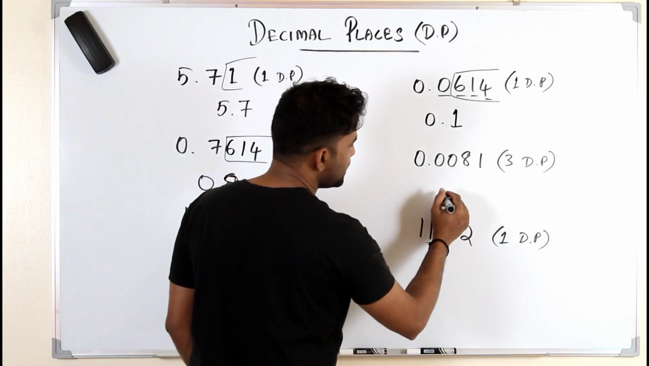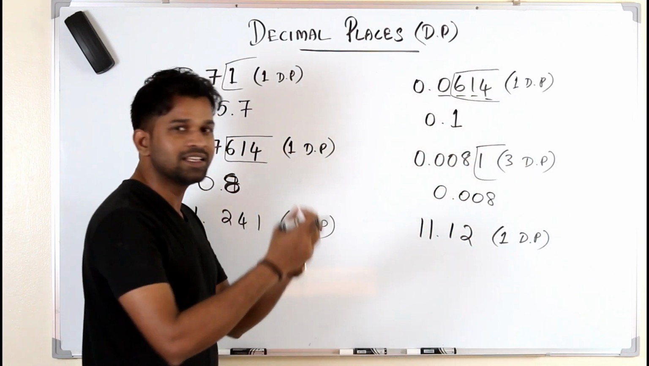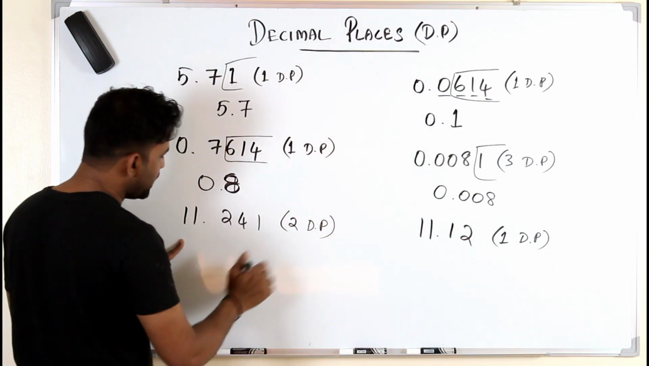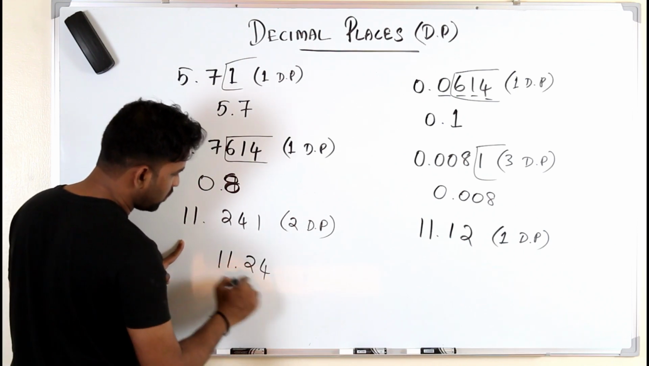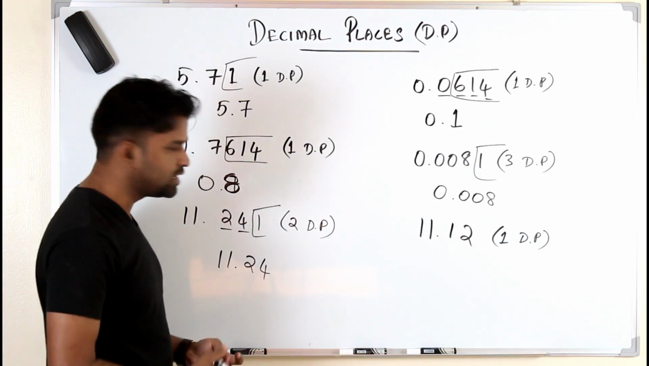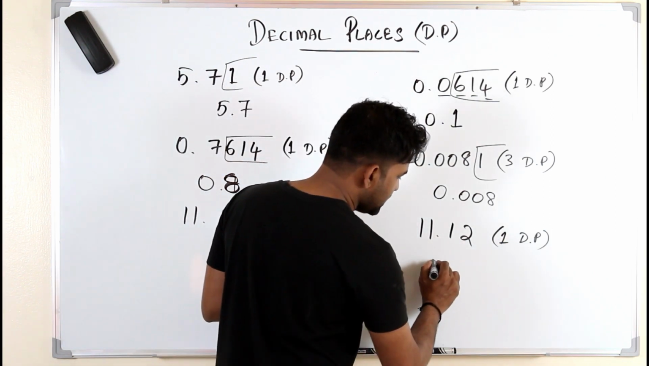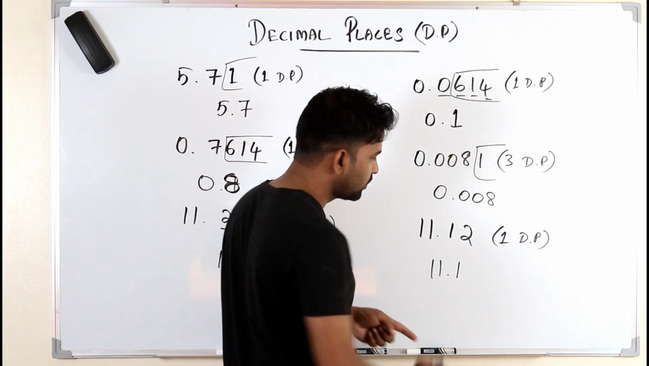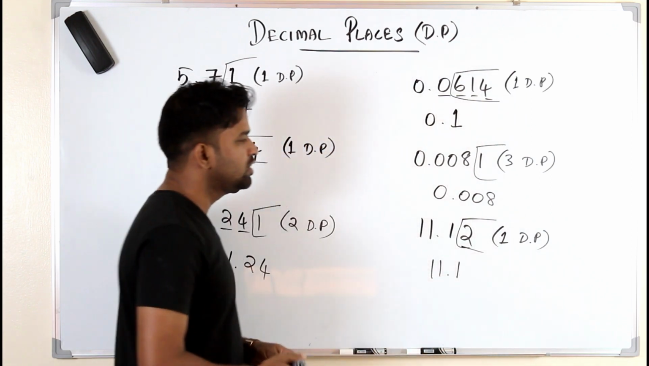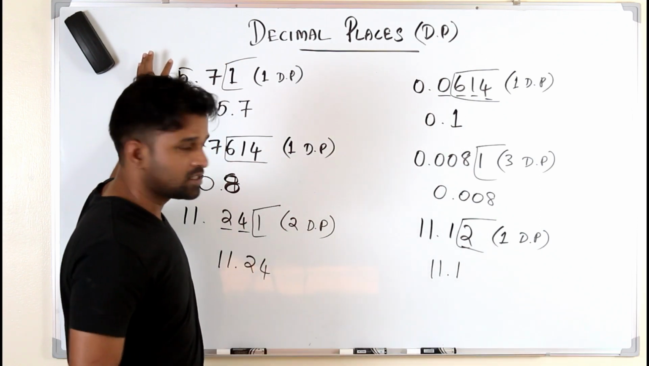Come back here, 3 decimal places, which is 1, 2, 3, and you can omit 1. It's less than 5, you can just forget it. Here, you need to write this in 2 decimal places, 11.24. First decimal place, second decimal place, you can omit the 1. Here, you need to write this number in 1 decimal place, which is 11.1. Unless the omitted number is 5 or more than 5, you add 1 here.